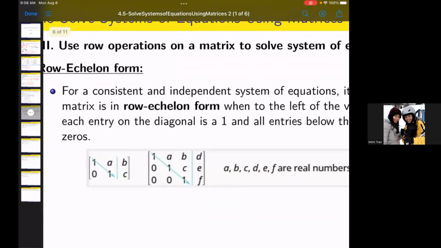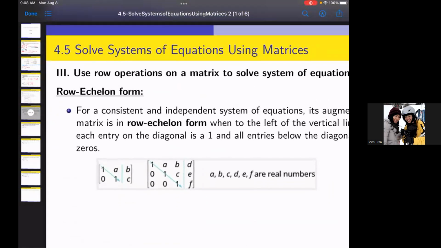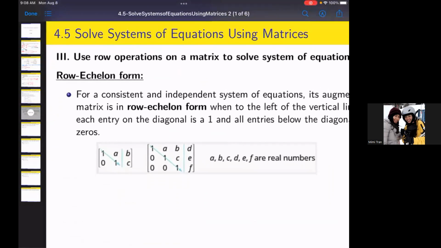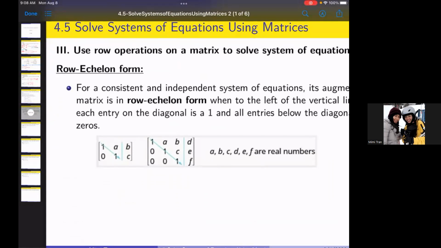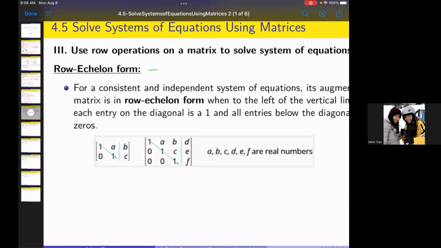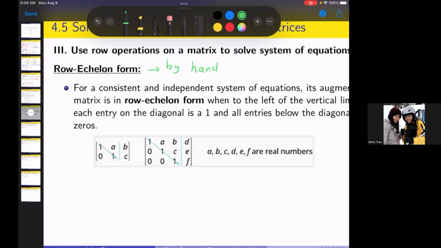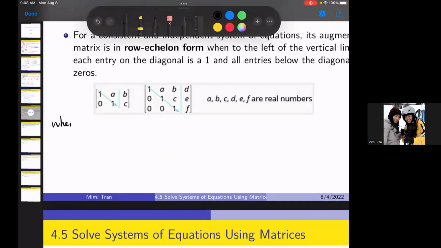Okay, so let me show you how to solve this system of equation using matrix. For this class, there are two types: row echelon form and reduced row echelon form. I'm just gonna teach you how to do row echelon form because it's easier, and sometimes it's faster than reduced row echelon form. So this one, we're gonna do by hand. But when we check with the calculator, which I'm gonna show you how to do, we're gonna use reduced row echelon form. That's in your calculator, a thing called REF.